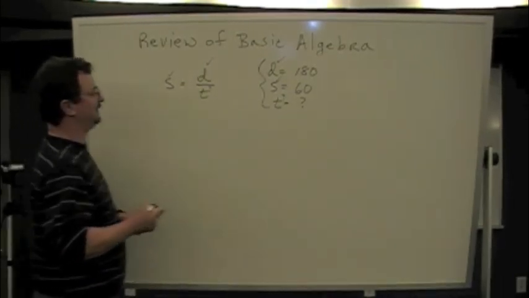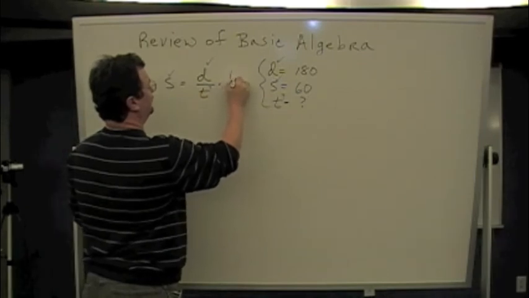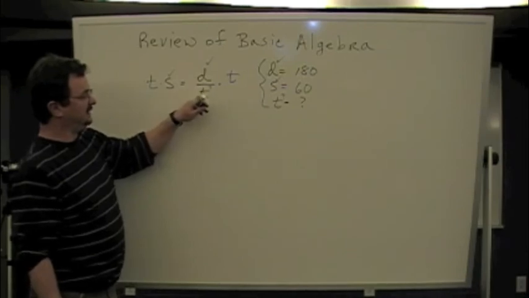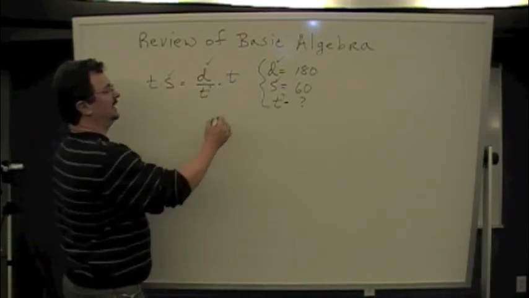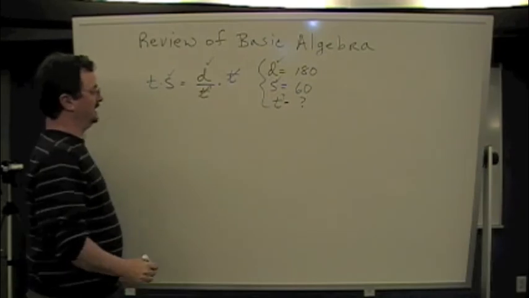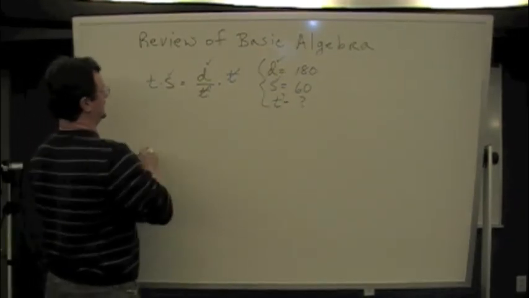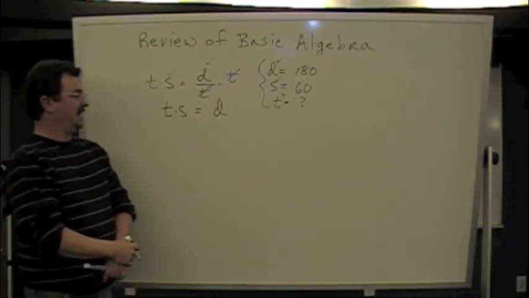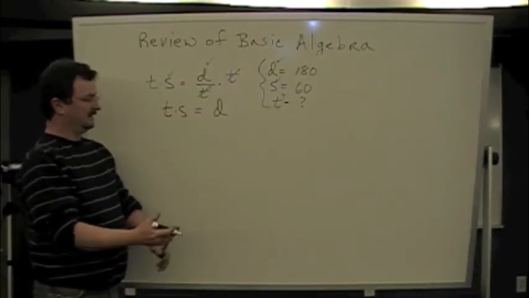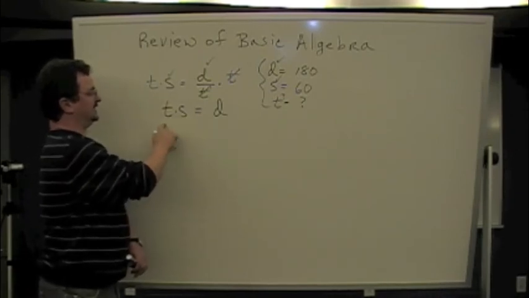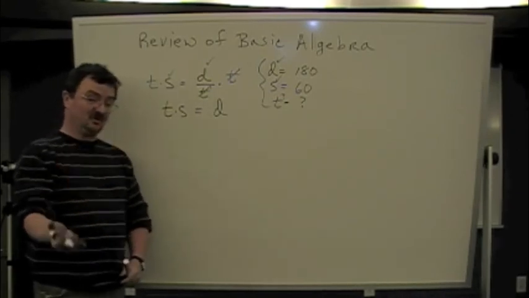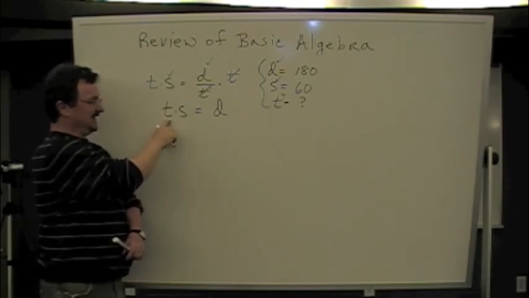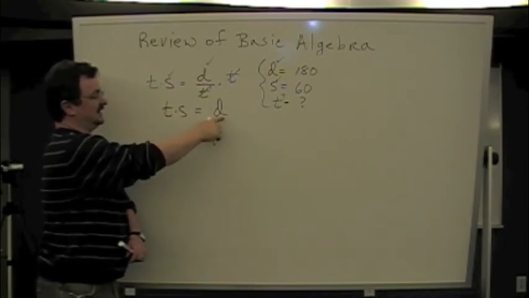It turns out that the right first move is to multiply both sides by T. Because T is being divided on this side, you multiply it, and the T's cancel out on the right side, and so you have T times S is equal to D. And you might think, well, wait a minute, it's no simpler because I have T times S on this side. T is not isolated. That's true, but at least it's not in the denominator anymore.